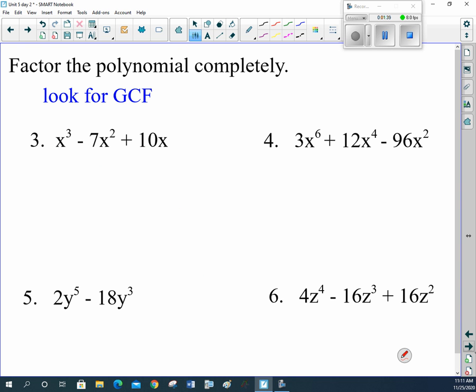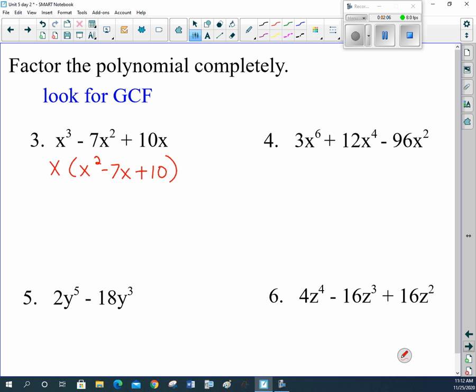Okay, so here we go. This one says factor the polynomial completely. So we got to look for the greatest common factor first. Remember, that's always our first step. So if I look at this problem, number 3, I've got x to the third minus 7x squared plus 10x. Looks like to me I have a GCF of an x. They all have the variable x common to them. So I'm going to factor out the x. That leaves me with x squared minus 7x plus 10.